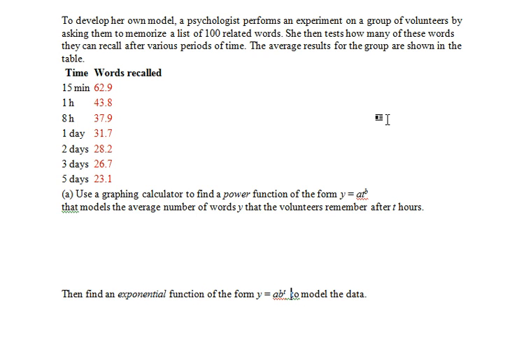To develop her own model, a psychologist performs an experiment on a group of volunteers by asking them to memorize a list of 100 related words. She then tests how many of these words they can recall after various periods of time. The average results for the group are shown in the table. Part A of the question says, use a graphing calculator to find a power function of the form y equals at to the b that models the average number of words y that the volunteers remember after t hours.